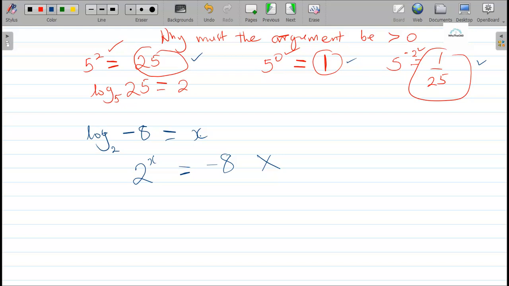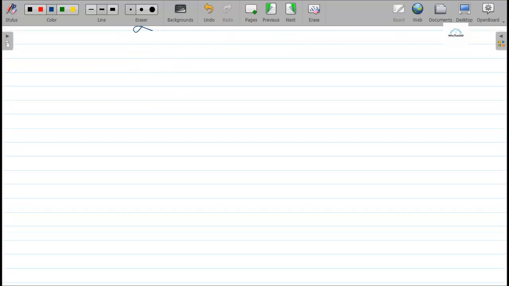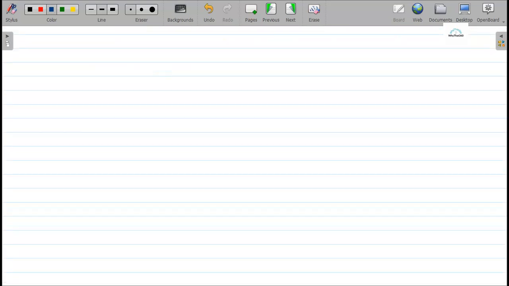Now, another idea is the log to the base 10. Log to the base 10 is also referred to as the common log.